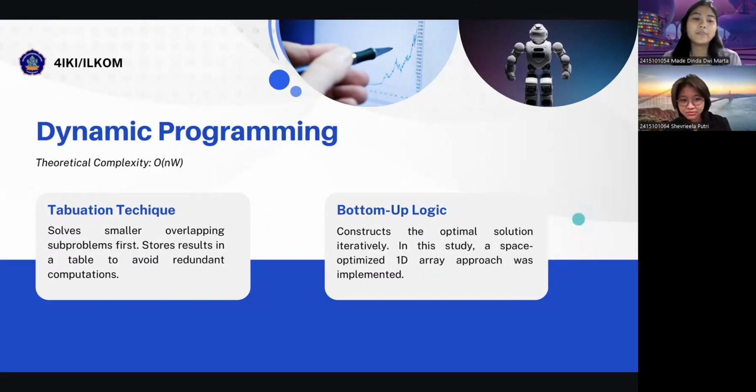And the second algorithm is dynamic programming, or DP. DP is much smarter. Instead of trying every combination from scratch, it breaks the problem into smaller pieces. It solves those small pieces and stores the answers in a table. This way, if the algorithm needs the same answer again, it just looks it up instead of recalculating it. This tabulation method saves a lot of time.